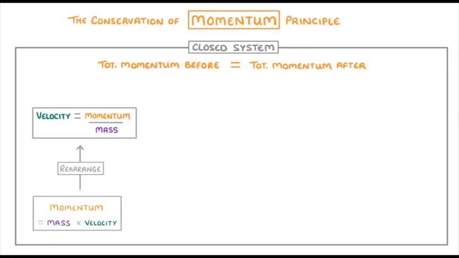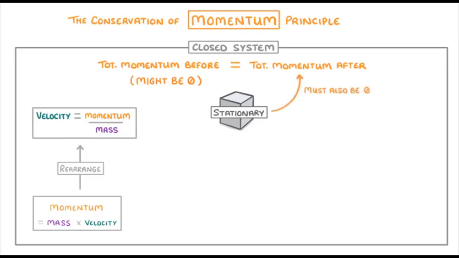Now, in some circumstances, the momentum before an event might be zero, like it is for stationary objects, which don't have any momentum because they're not moving. And so in these cases, the total momentum after the event must also be zero.